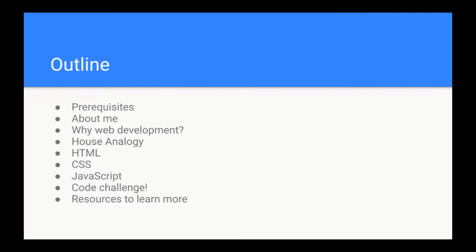Then I have this analogy I like to use as I explain web development and the tools you use that I like to call the house analogy. And then we'll dive into HTML, CSS, and JavaScript. And then at the end, there's a code challenge that I have thought about that we can work through together once we have a little bit of a basis to work with for these three tools. And then at the end, some more resources if you want to continue learning about web development. So with that, let's get going.